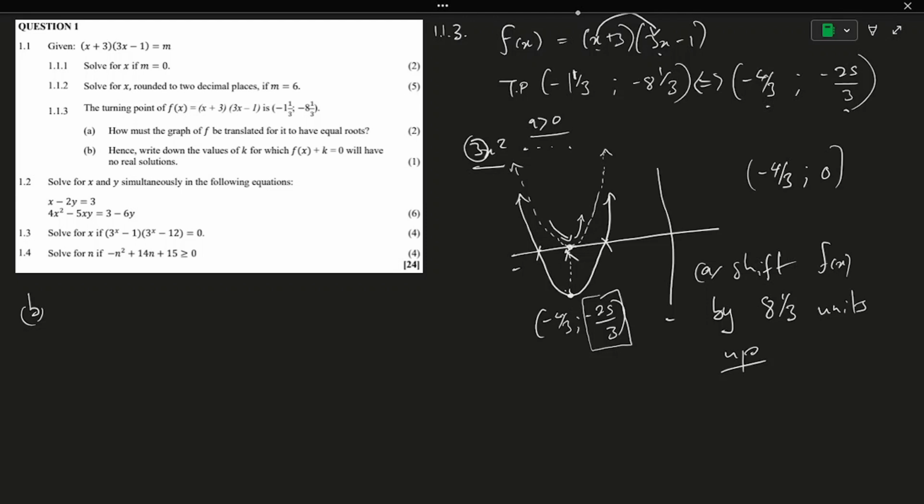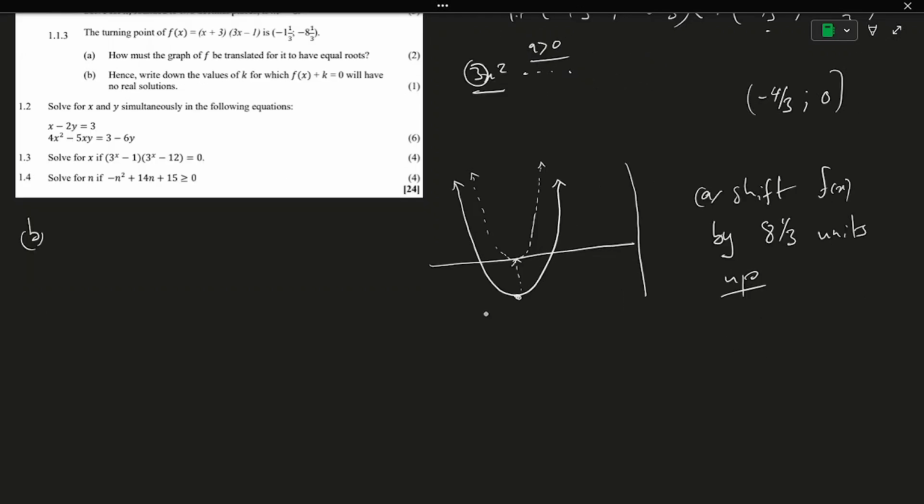Let me try to erase this graph and make it make sense again because it's a little bit crappy. We have the turning point, which was -4/3 and -25/3. And this graph was shifted upwards by 8 1/3 or by 25/3 units up. Right, so B says, hence write down the values of k for which f of x plus k equals 0 will have no real solutions.